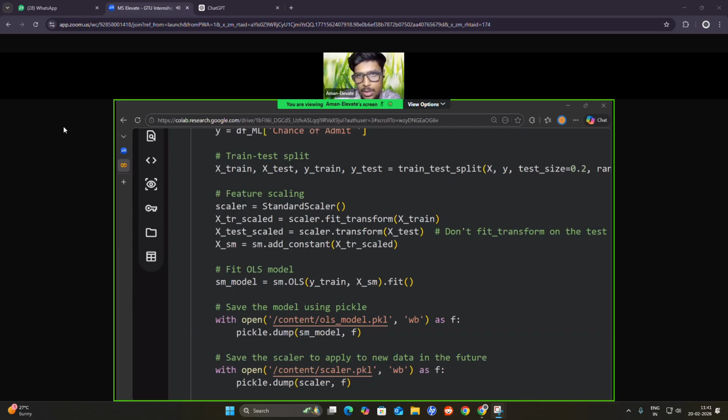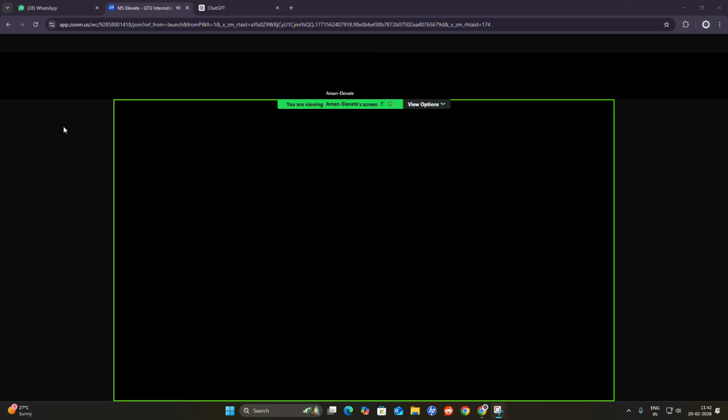What is the formula for standard scalar? It's your group. Just a second.